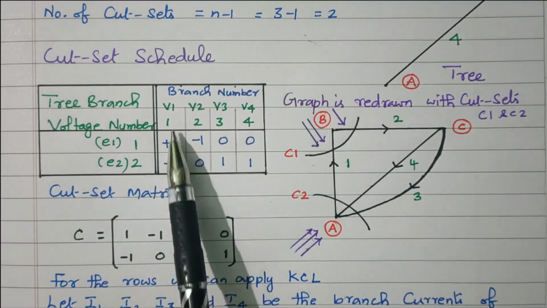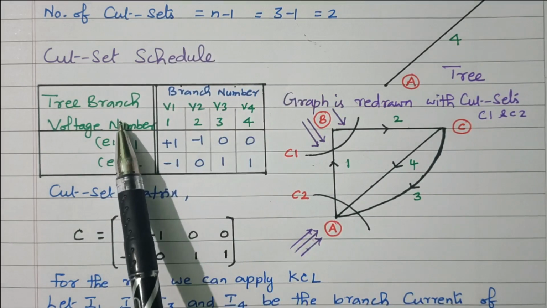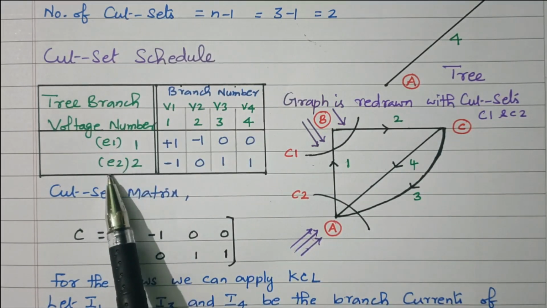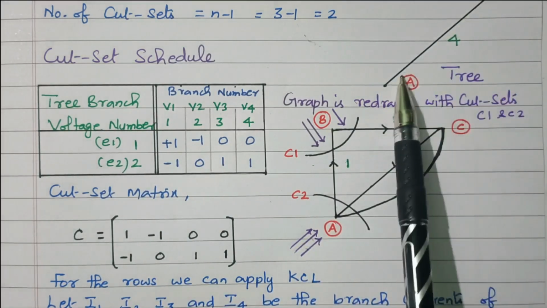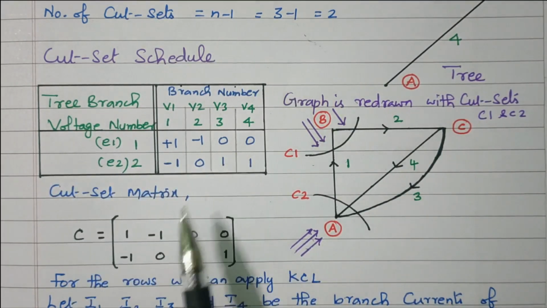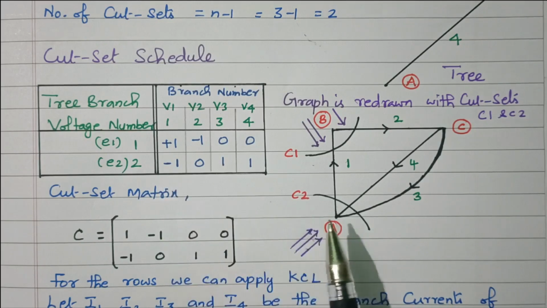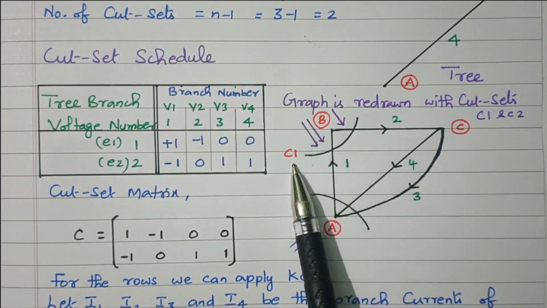So in this tabular column we have the branch voltages V1, V2, V3, V4, and the tree branch voltages E1 and E2. The notation is different. Tree branch means branches 2 and 4 are the tree branches. Now we can frame the tabular column. First we'll see the cut set schedule for C1.